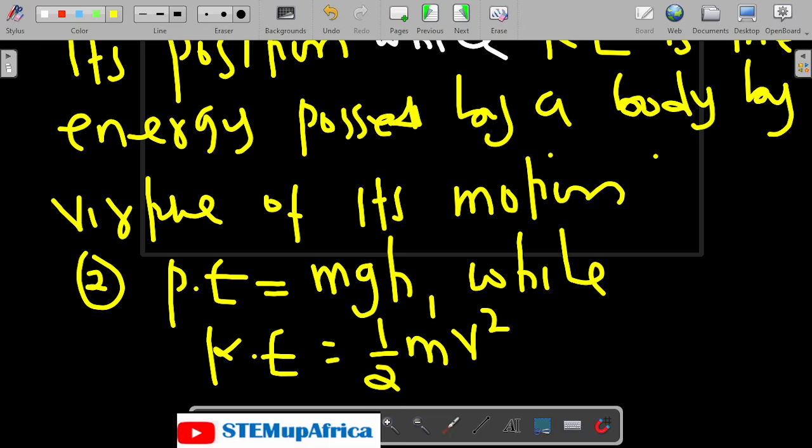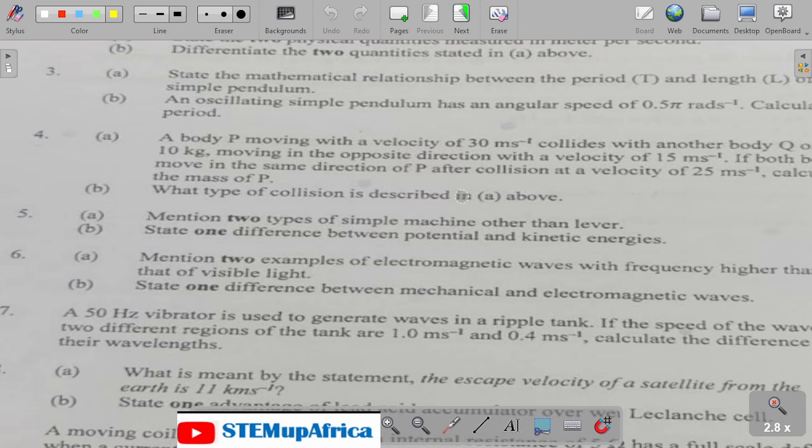So let's look at question 6. Question 6 says state 2 examples of electromagnetic waves with frequency higher than the visible light. Question 6a.